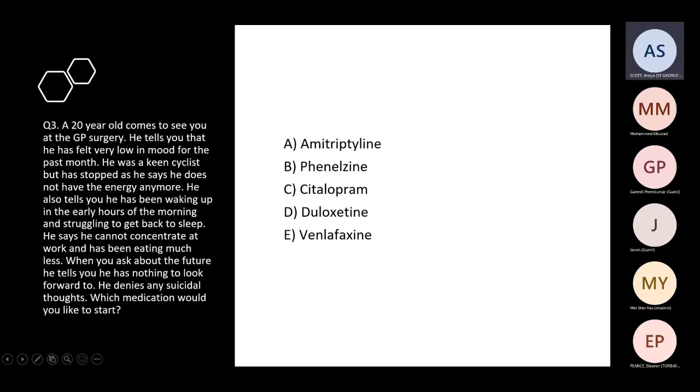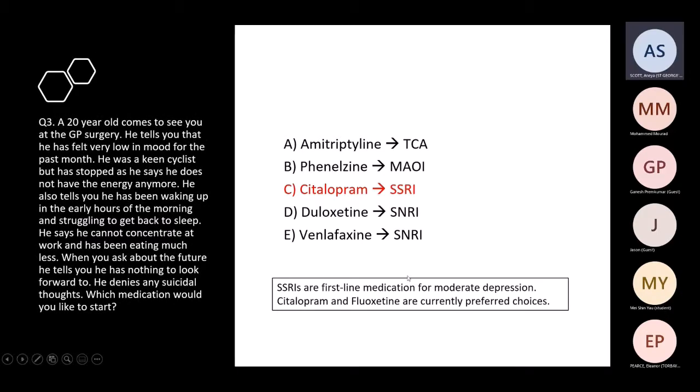Perfect. Yeah, so everyone said C, which is citalopram. That is the only one of those which is a selective serotonin reuptake inhibitor, and they are the first line for depression. Citalopram and fluoxetine are the preferred SSRIs. The others are used a bit later down the line.